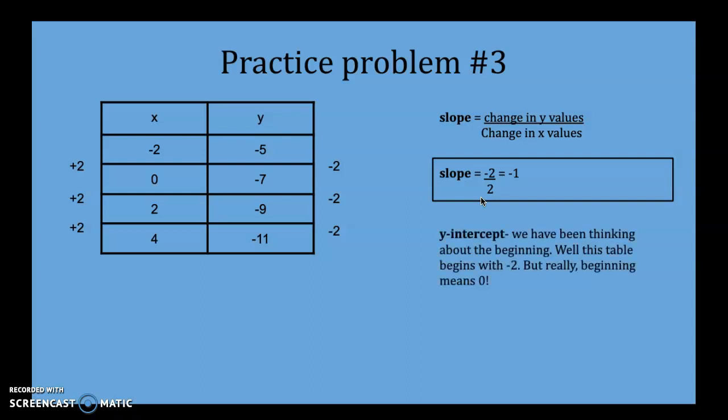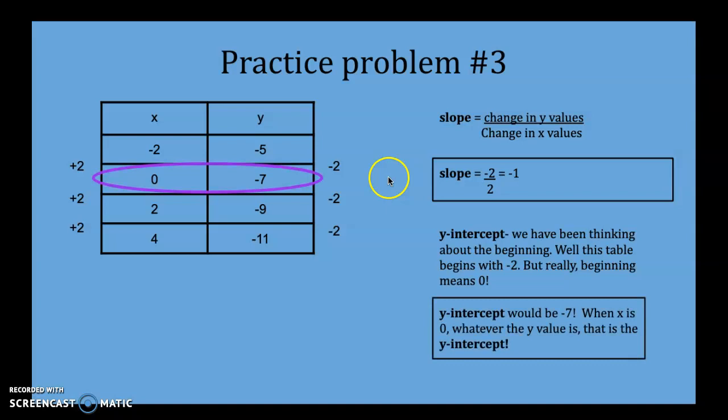Okay. Now, what would the y-intercept be? Well, we've been thinking about the beginning. And in this table, some kids say, well, it begins with -2. So that means -5 is the y-intercept. But really, when we say beginning, beginning is at 0. When I begin my bank account, I'm at 0 until I put money in there, right? So really, we're looking at that 0 for x, -7 for y. So the y-intercept would be -7. Okay, when we see x is 0, whatever value y is when x is 0, that is our y-intercept.